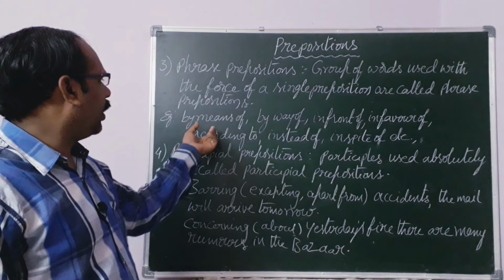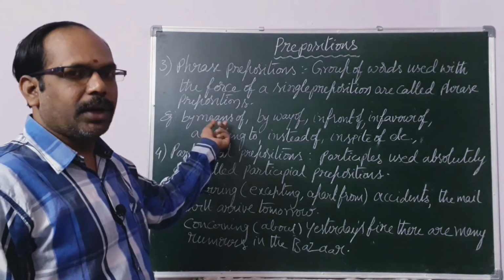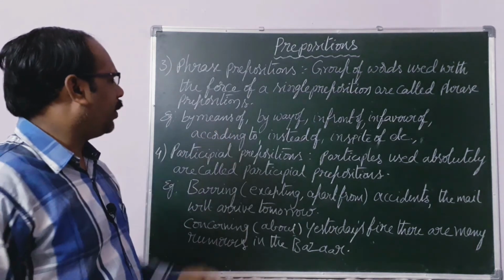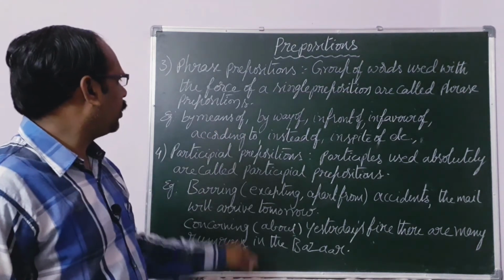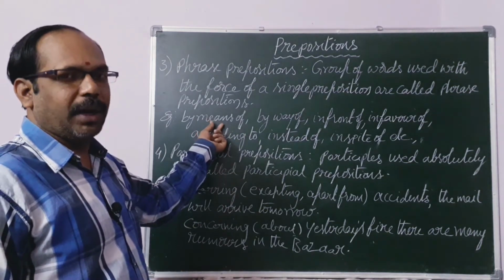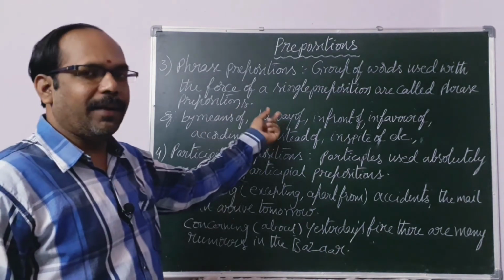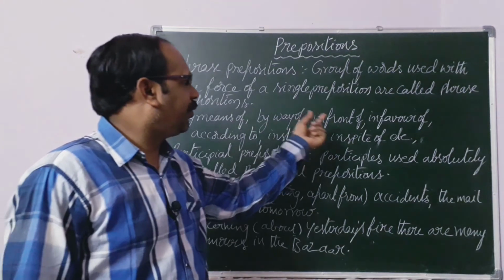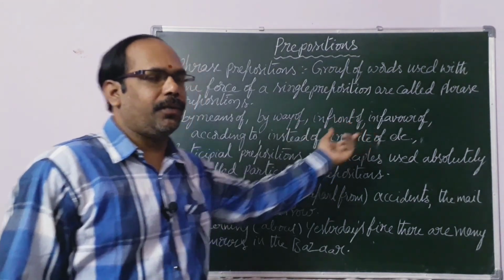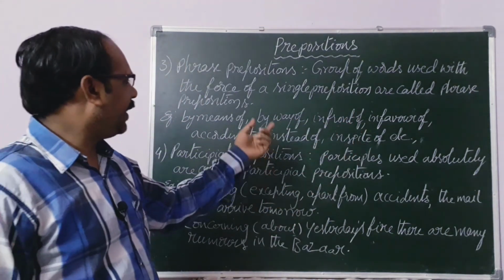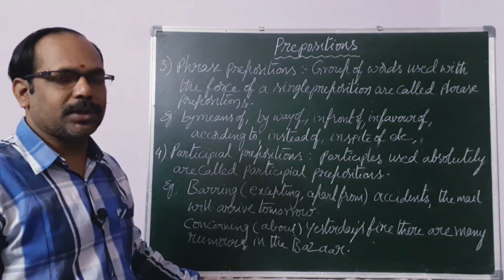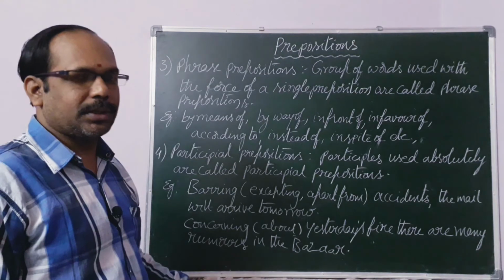For example, by means of, it is a group of words, but it has some meaning. Like that, by way of. We have to use them with a single force: in front of, in favor of, according to, in spite of, instead of. This is called phrase prepositions.